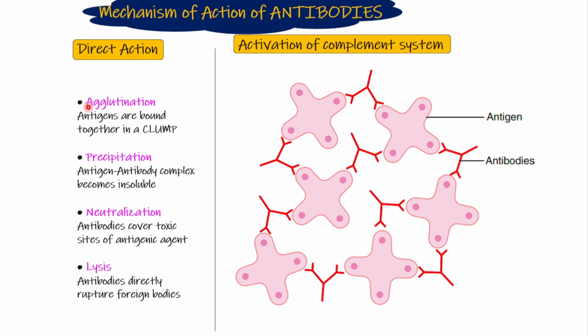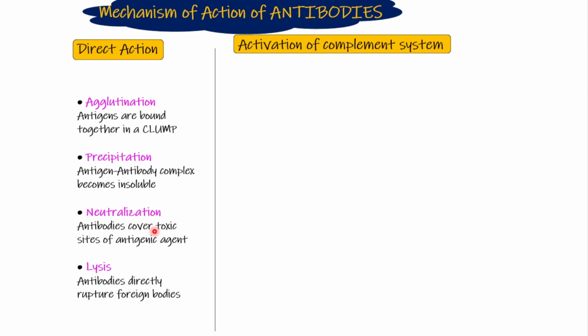So the four mechanisms are: one is agglutination, where the clump is formed; then precipitation, where that complex becomes insoluble and is precipitated out; then neutralization, in which the antibodies cover the toxic sites of the antigenic agent; and then we have lysis, where the rupturing of the foreign bodies takes place with the help of the antibodies. Okay, so this is all the direct action of antibodies in combating the foreign invaders.